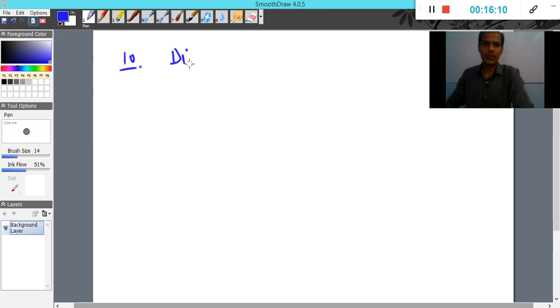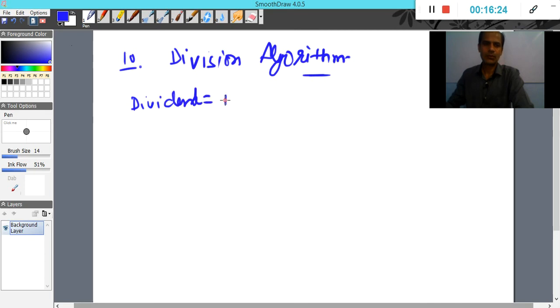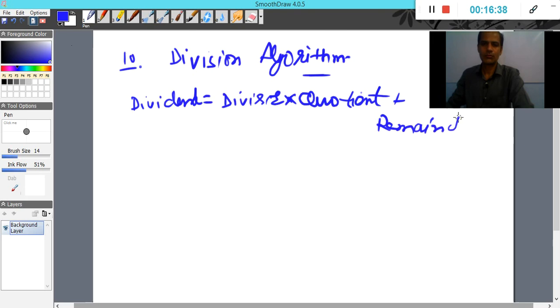So I am going to write division algorithm. It is again dividend equals divisor into quotient plus remainder. So put all the respective values.